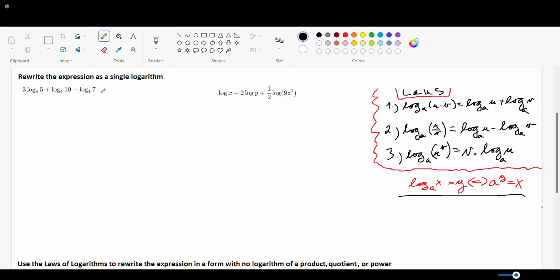So let's start with the first expression. And what does it mean to rewrite the expression as a single logarithm? Basically, we want to have a result like a logarithm base 4 of some kind of expression. So by using the laws of logarithms, we will try to simplify this expression.